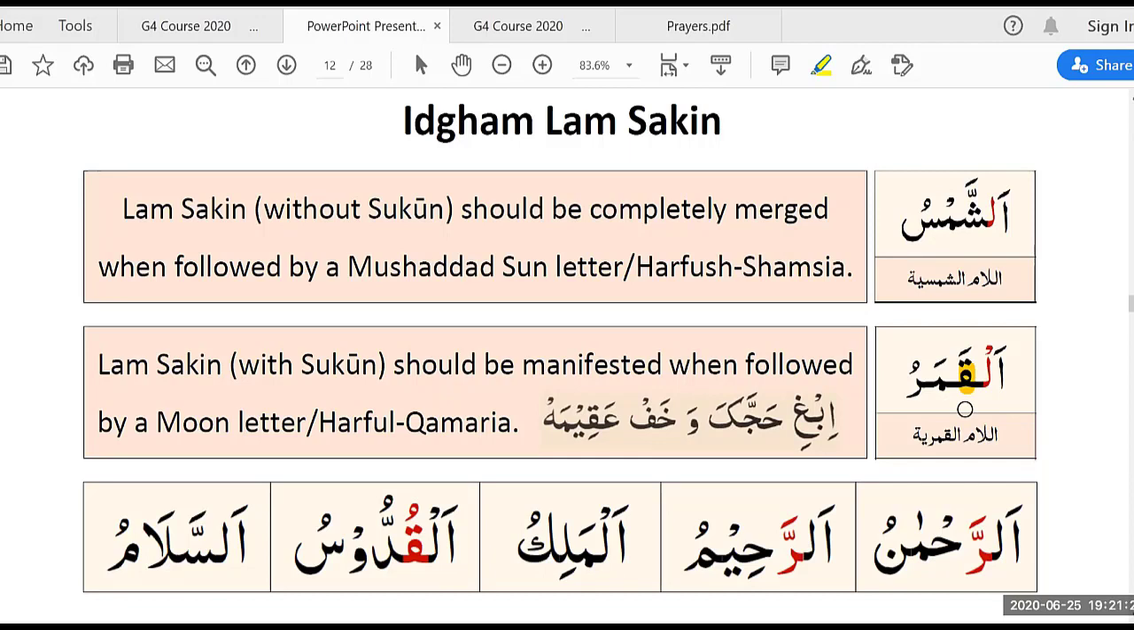And an easy way to identify this is that Lam will have a sukoon on top. So Al-Qamaru, the sound of Lam is manifested and it's clear. Whereas if it's followed by sun letters, then the sound of Lam will be merged. Ash-Shamsu. So the sound of Lam is not audible. And an easy way to identify this one is that Lam will be followed by a mushaddad letter.